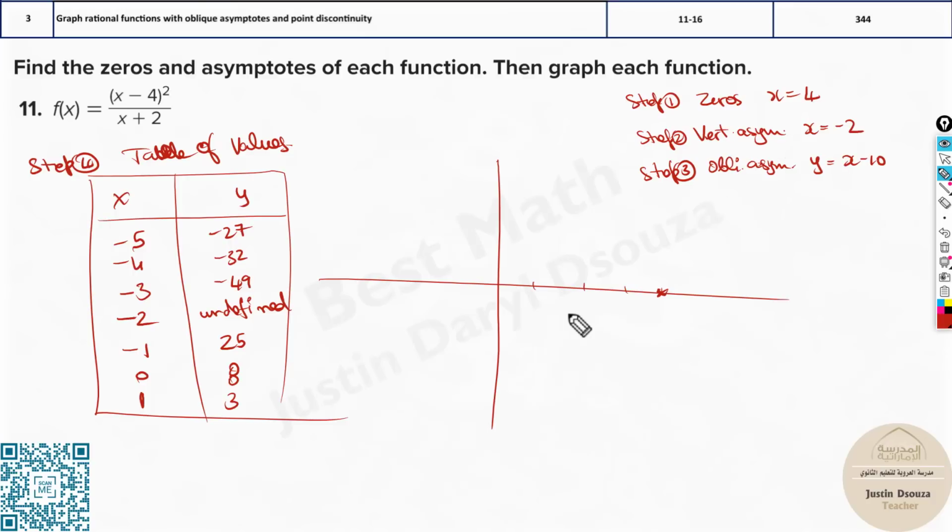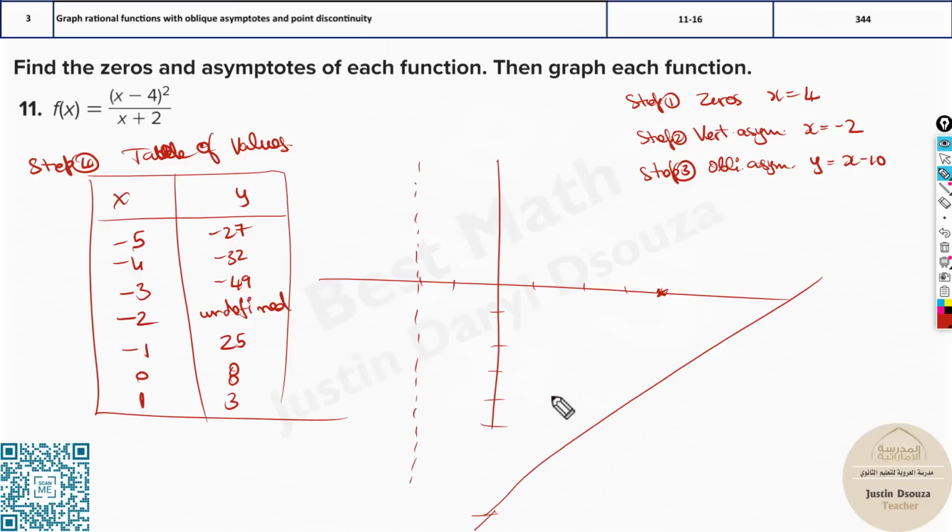Now what about the vertical asymptote? It's minus 2. So 1, 2 over here. Draw a dotted line. Don't draw a straight line. Asymptote is always denoted by a dotted line. And what is the oblique asymptote? y is equal to x minus 10. Now you don't need to graph it accurately by a table of values. Just see, this will always be a linear function in your problems. So minus 10 is somewhere over here, right? 1, 2, 3, 4, 5. It's somewhere over here. So you need to draw a straight line like this from minus 10. That will be your oblique asymptote.